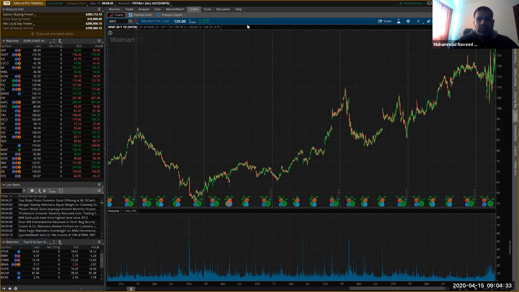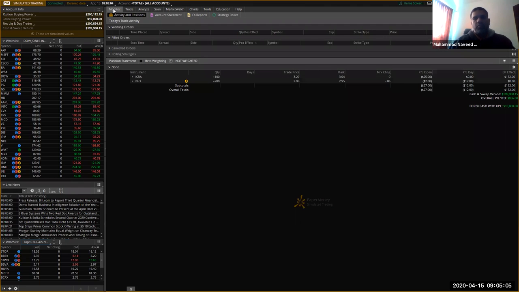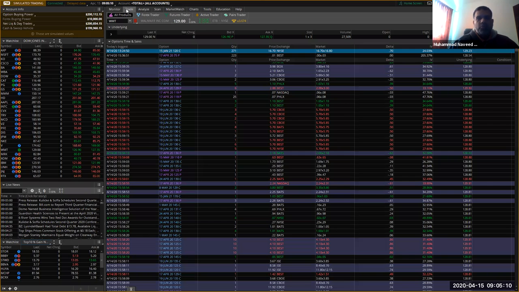On the right hand side, there are these seven tabs. One, two, three, four, five, six, seven. Well, there are nine tabs, but this education and help tab, those are just support tabs. So these seven tabs are the most important ones. And out of them, the most important one is the charts. Then you also need to toggle between charts and monitor. Today, I will be talking about the trade tab.